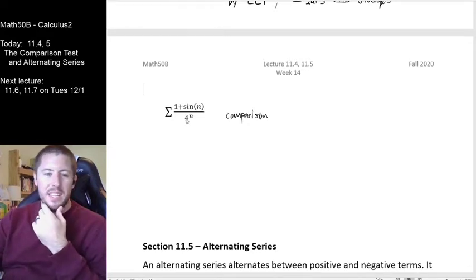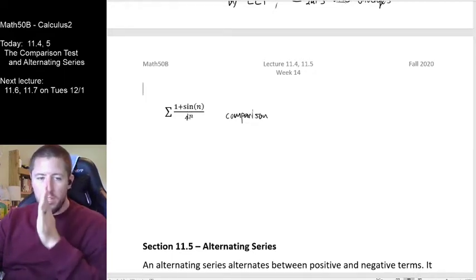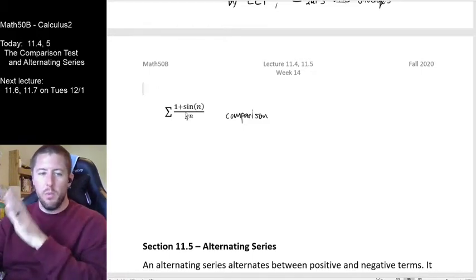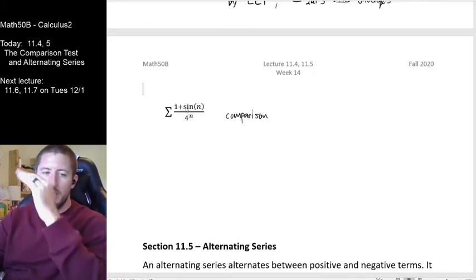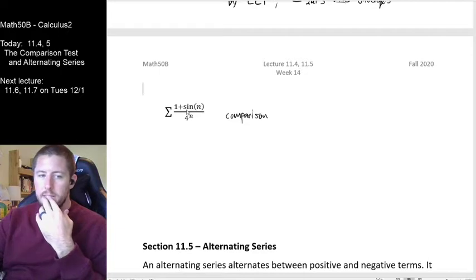So, 1 plus sine of n over 4 to the n. I immediately get a little bit weirded out when I see trig terms crop up in these, because I know that trig terms are always doing a little bit of wobbling back and forth. They're always doing a little increasing, they're always doing a little decreasing. We're going to need to be careful with trig terms.